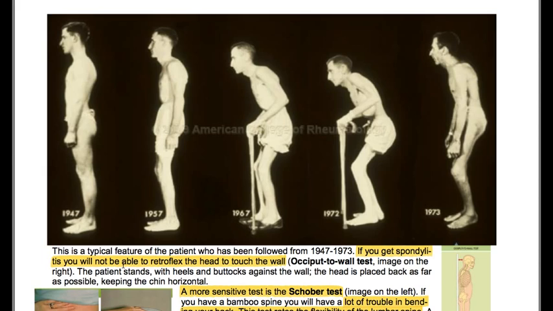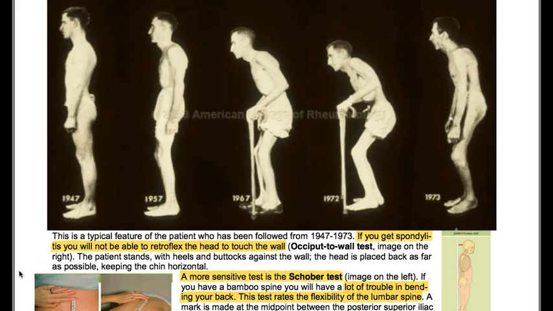If you get spondylitis, you will not be able to retroflex the head to touch the wall, which is the occiput to wall test. The patient stands with heels and buttocks against the wall. The head is placed back as far as possible, keeping the chin horizontal.